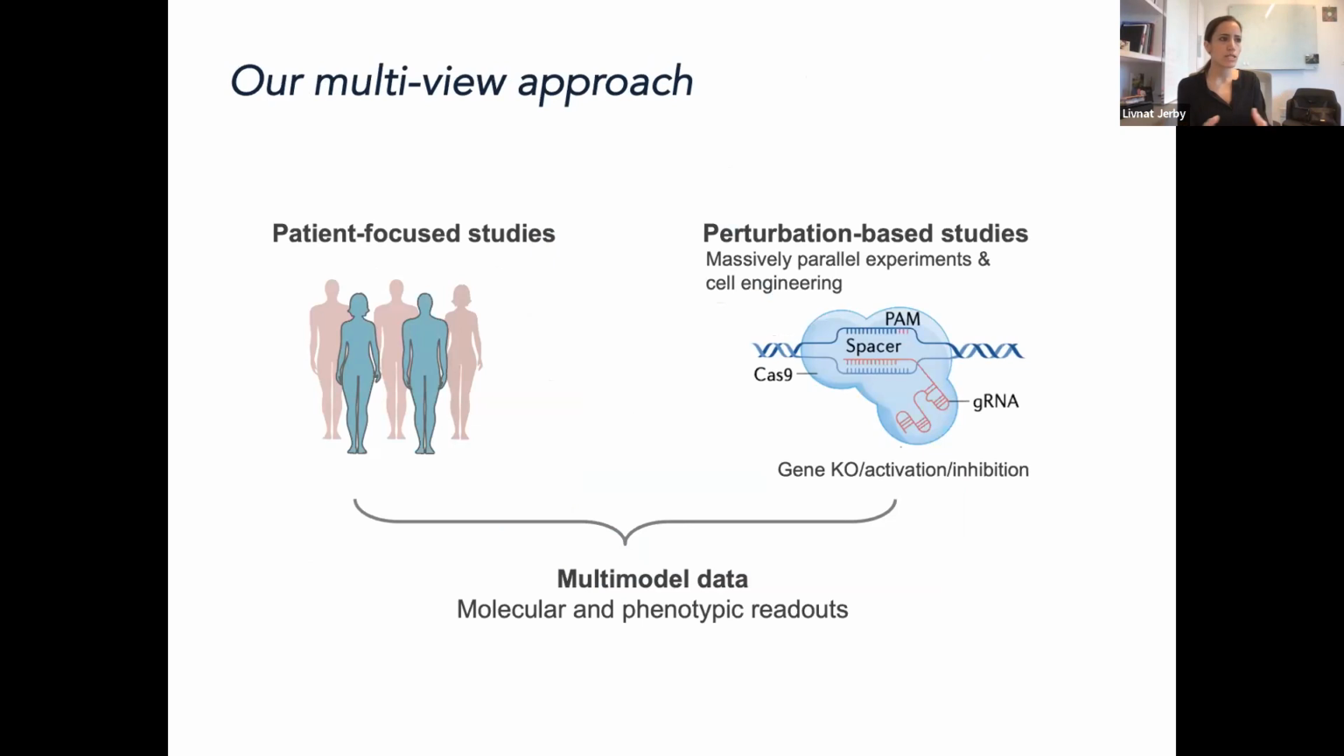Now, another axis of integration in my lab is combining patient-focused studies and perturbation-based studies, where we can do massively parallel experiments and follow up on what we find in patients. We already see that by tracking multicellular dynamics in patients, this allows us to broaden the scope of immunomodulating mechanisms and interventions that we consider and target.